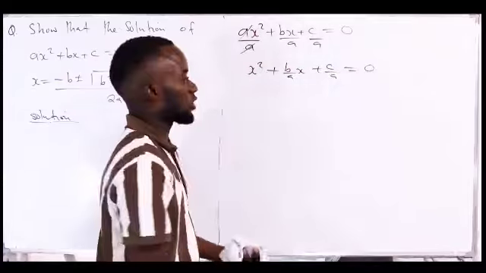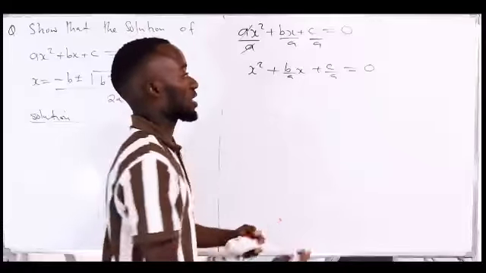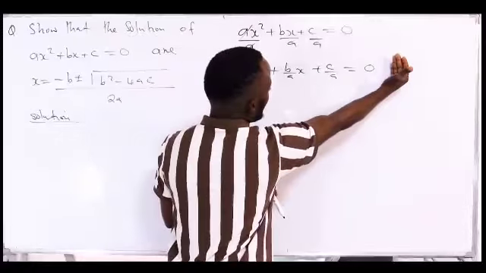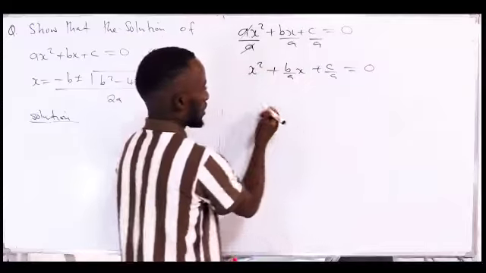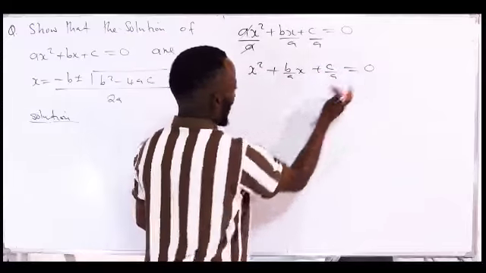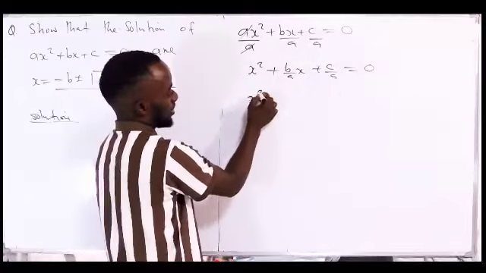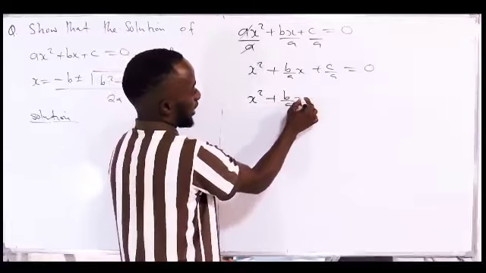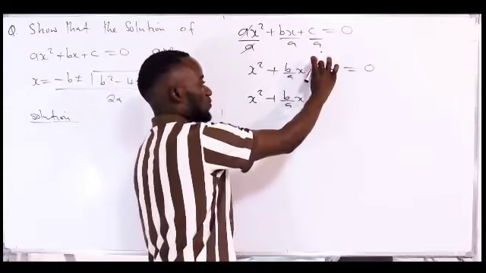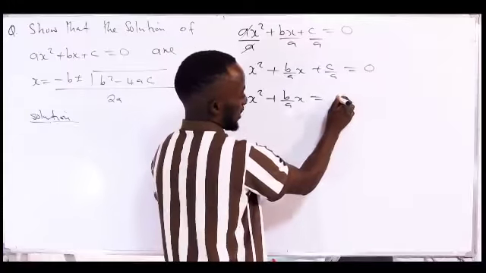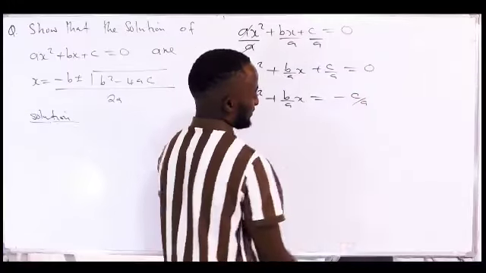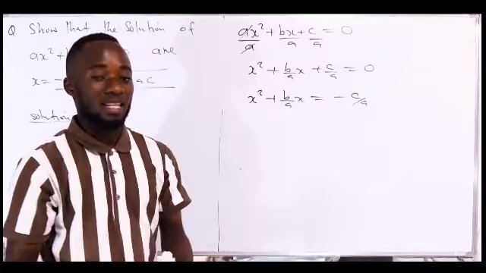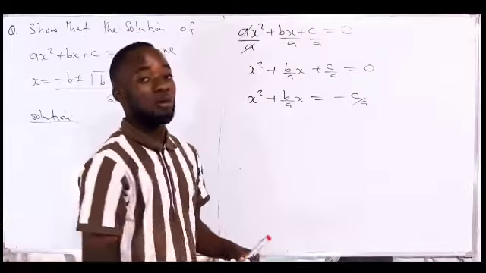The next thing we're going to do is make sure our constant term crosses the equal sign and goes to the other side of the equation. So we have x squared plus b over a x is equal to, now this is positive, when it goes to this side it becomes negative c over a. Okay. And the next thing now, we are going to identify our sum.